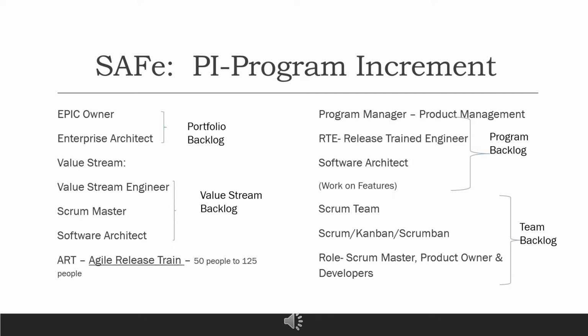So at the program level, we actually work on product management based on the features. We have a program manager, a release train engineer, and a software architect. And after that the team level will come, where we all know that we work on a framework, either Scrum or Kanban or Scrumban.